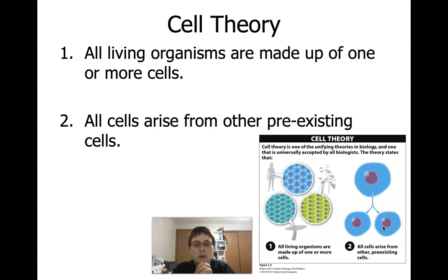Now, you might be wondering, well, where did the first cell come from? That we don't know. That's still a hypothesis. So there's actually multiple hypotheses out there about the origin of the first cells. But cell theory itself is that all organisms are made up of one or more cells, and those cells arise from pre-existing cells that are here today.